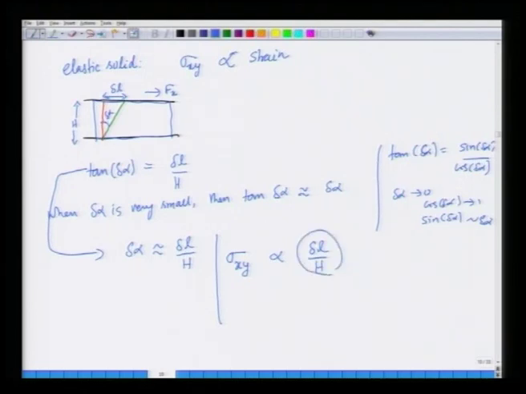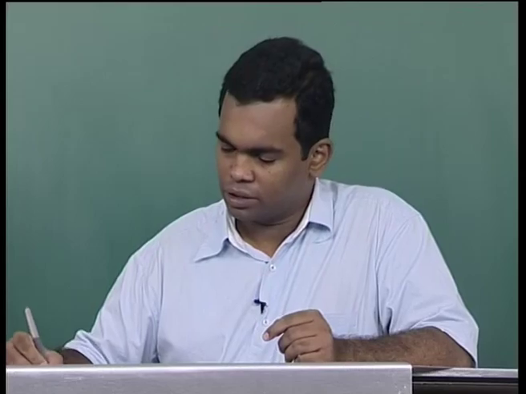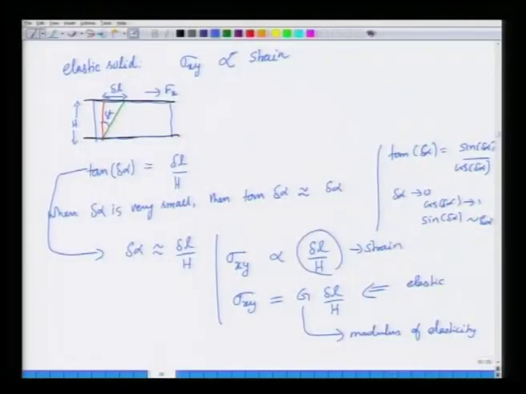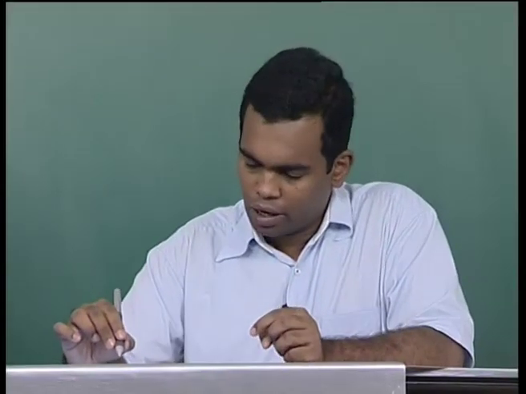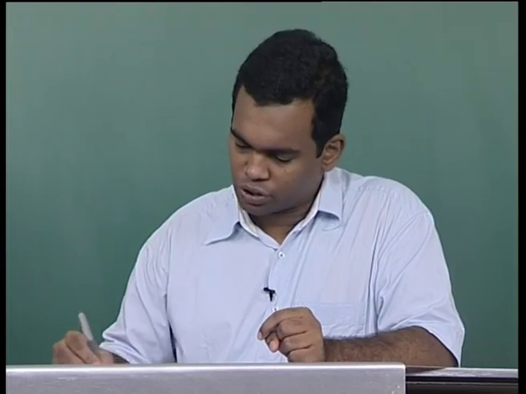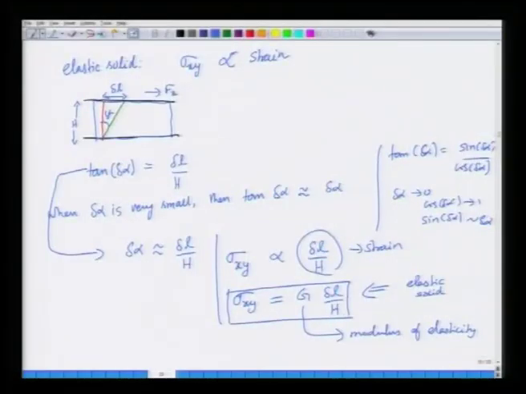This is called the strain, and the constant of proportionality is called the modulus of elasticity. This is for an elastic solid. This is an equivalent of Hooke's law of elasticity. It is essentially a statement of Hooke's law of elasticity. For elastic solids, the stress is directly proportional to strain, the strain is measured by this deflection delta alpha, and the constant of proportionality is called the elastic modulus or modulus of elasticity.